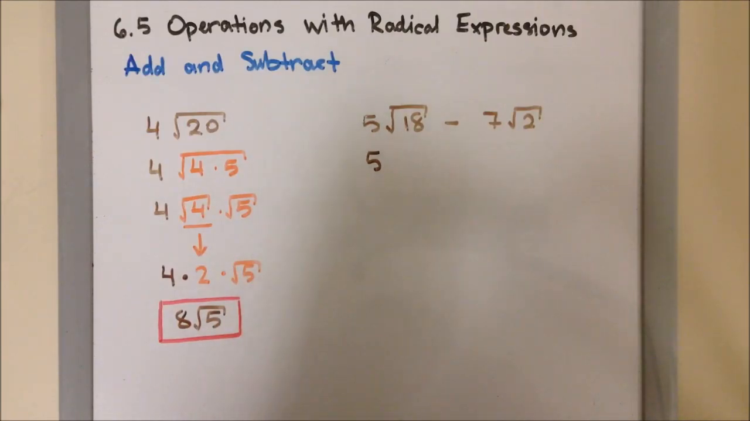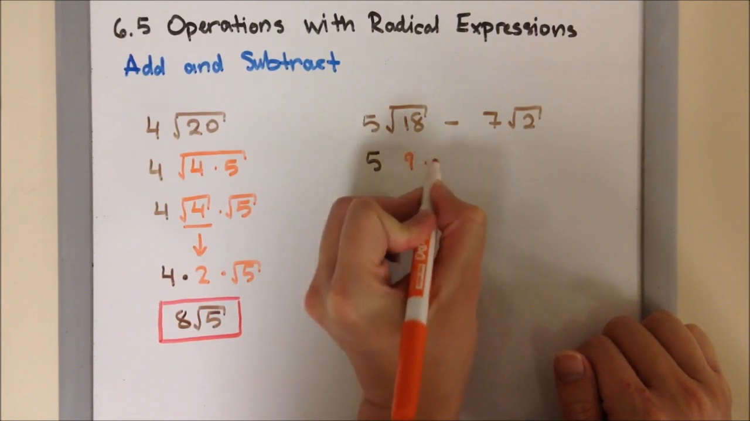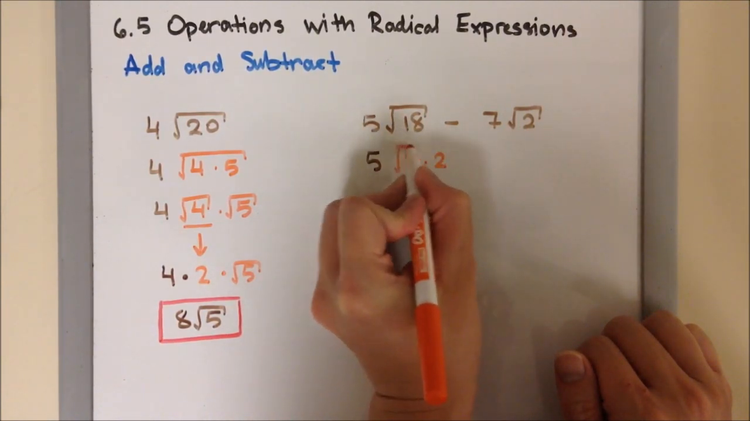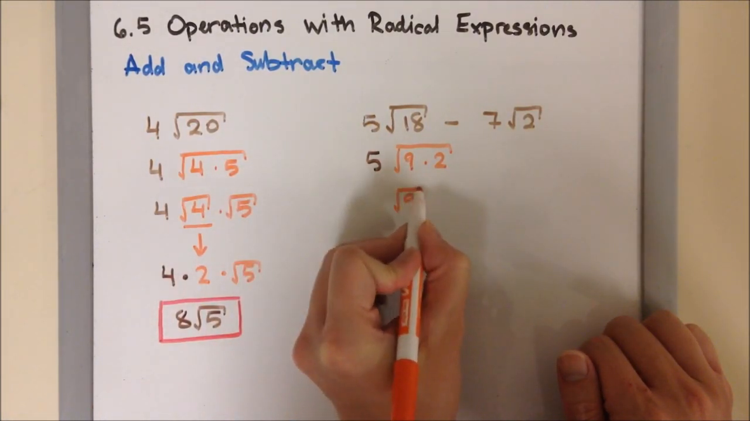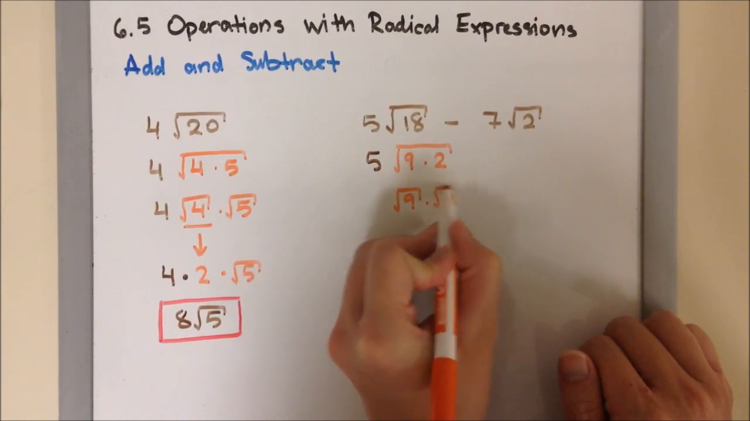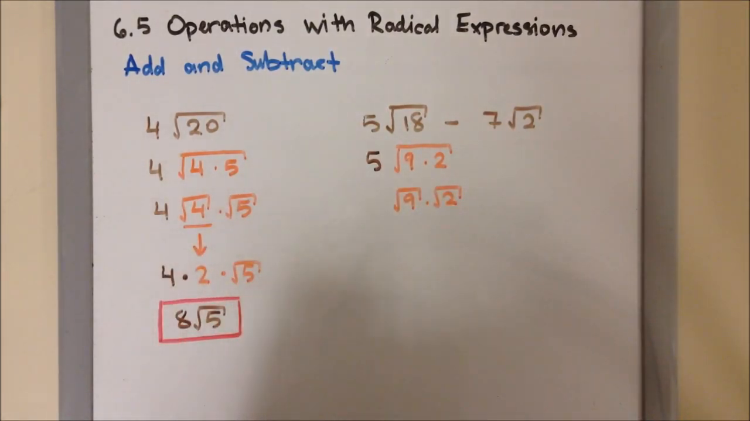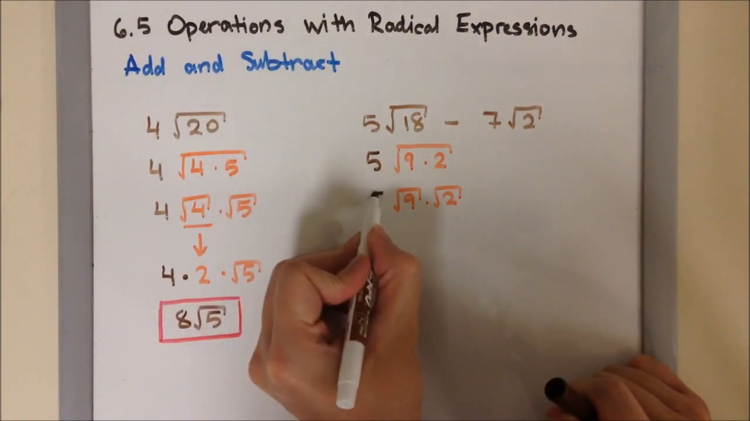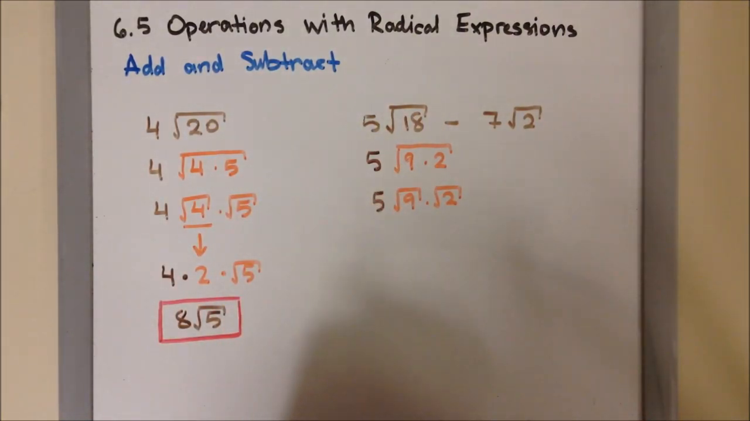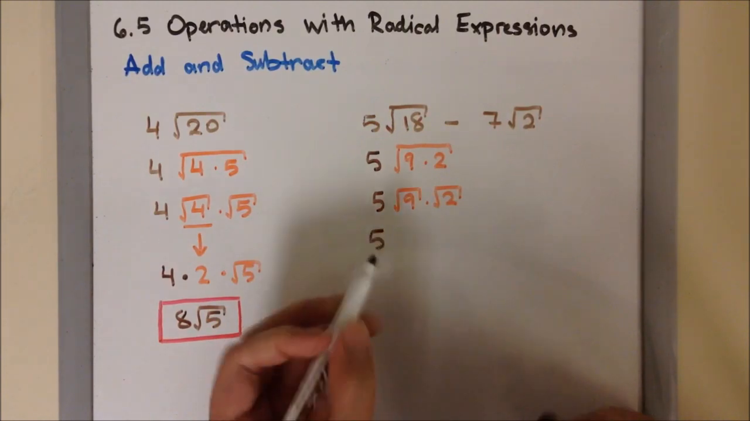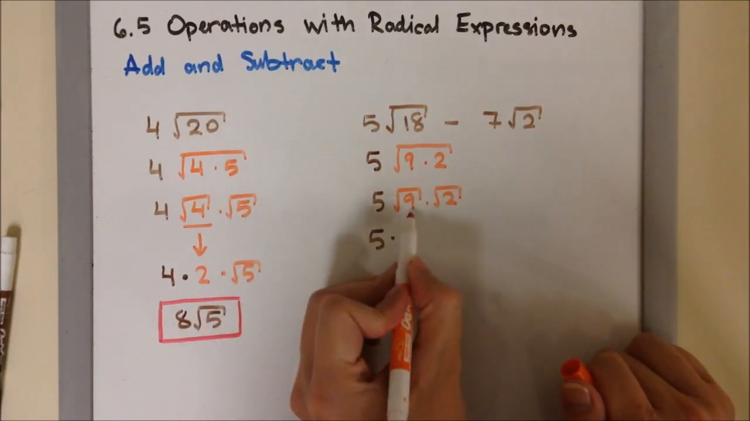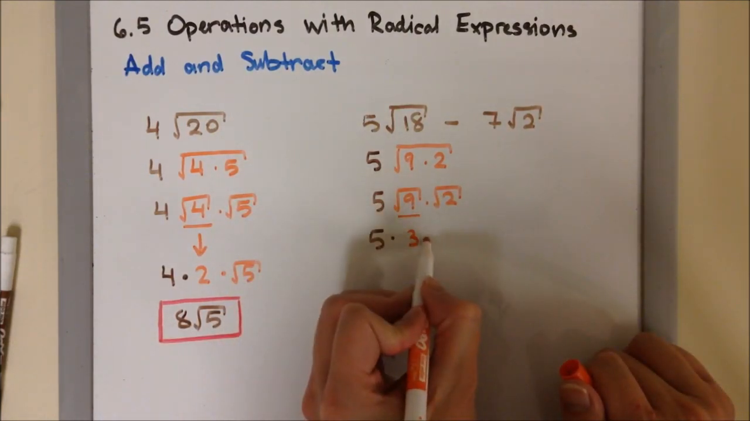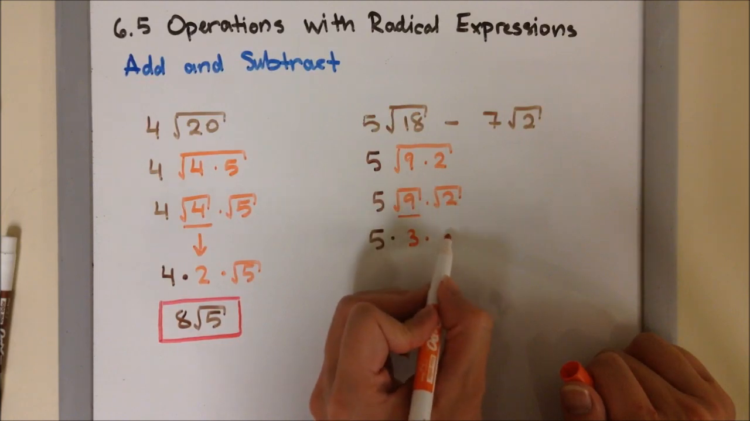But the square root of 18, we can break it down into 9 and 2. 9 is a perfect square number. Just like over here, I'm going to rewrite it as square root of 9 times square root of 2. And again, the 5 is still there, doesn't disappear. And now I'm going to bring it down because we're going to simplify the square root of 9. So the square root of 9 is 3. And you can't simplify the square root of 2, so I'm just going to bring it down.